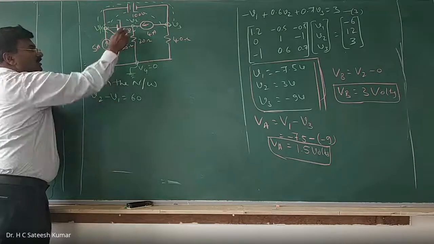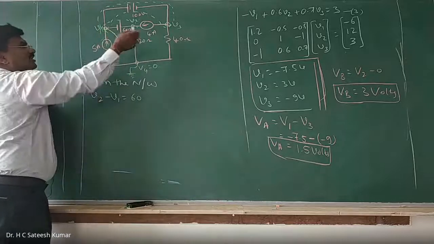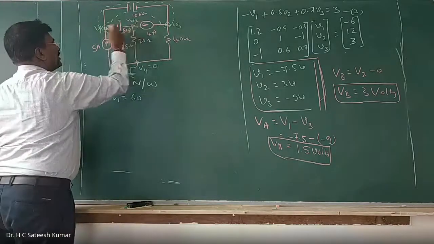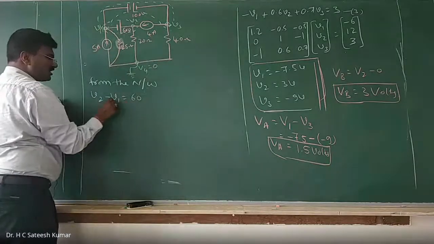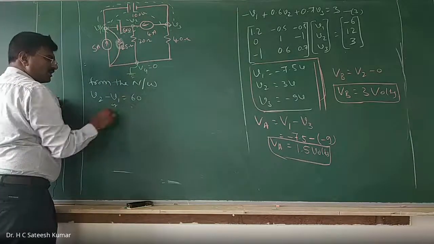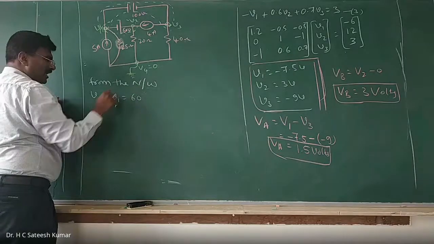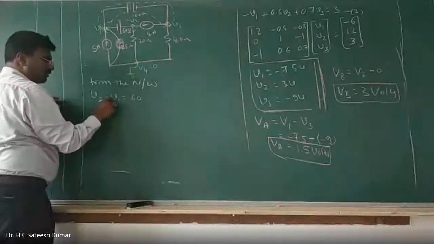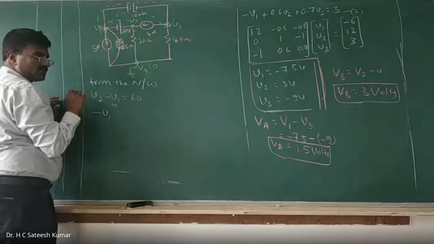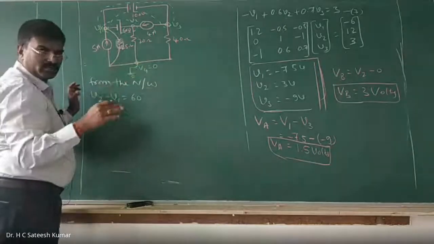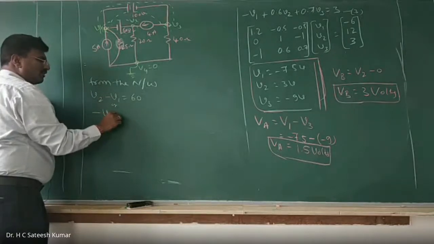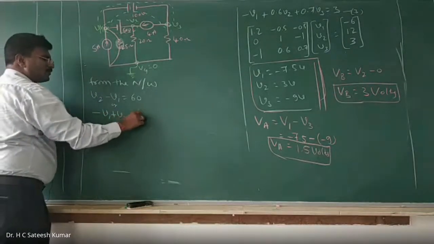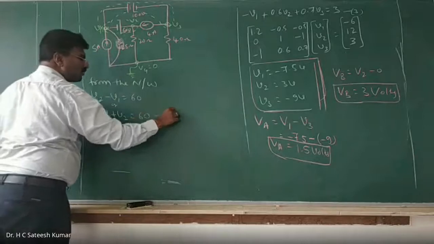These two are a super node, and these two are also a super node. Therefore, from here to here we have V1 minus V3. So V2 minus V1 is equal to 60, or for writing it in the calculator, you rearrange it. Minus V1 you write first, because you should always have the V1, V2, V3 order to enter into the calculator. Therefore, the first one I write is minus V1 plus V2 is equal to 60. Call this equation number 1.